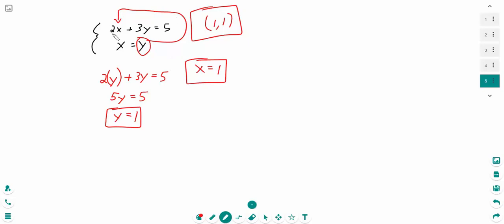And then if you were to go back and check, you would say, well, 2 times 1 is 2, plus 3 times 1 is 3, so 2 plus 3 is 5. That does check. And 1, of course, equals 1. So they definitely check out. That would be our solution.